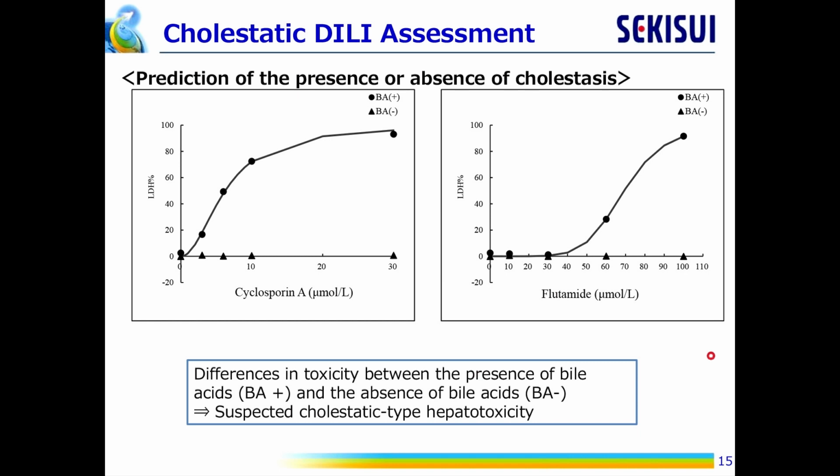We used cyclosporin A and flutamide as they are both known to cause cholestatic hepatotoxicity. We measured these compounds' concentration-dependent toxicity with and without bile acids. As you see, there are clear differences between these 2 conditions, which means that these compounds would cause cholestasis.